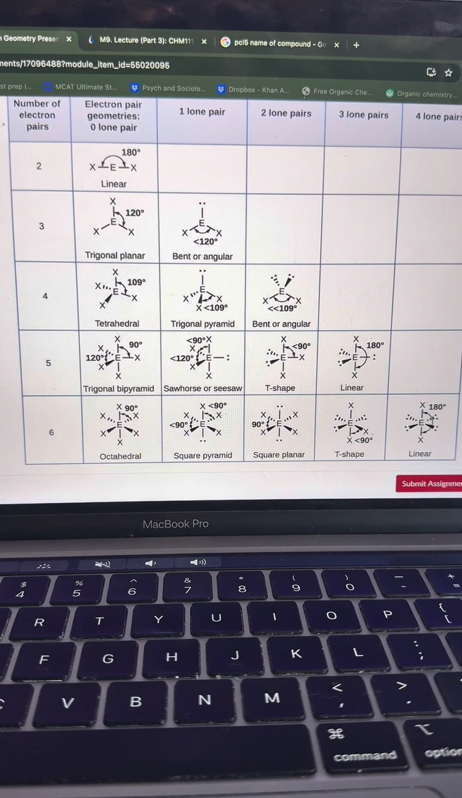I am in Chemistry 111, General Chemistry, and today I will be demonstrating the different molecular geometries using the VSEPR theory, which stands for Valence Shell Electron Pair Repulsion Theory. The purpose of this lab is to visualize how molecules form their three-dimensional shapes.